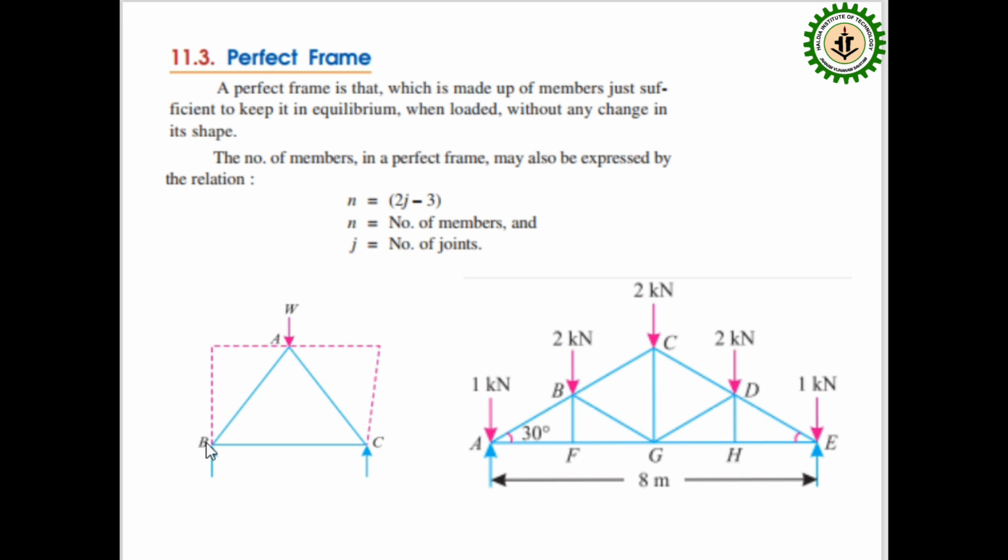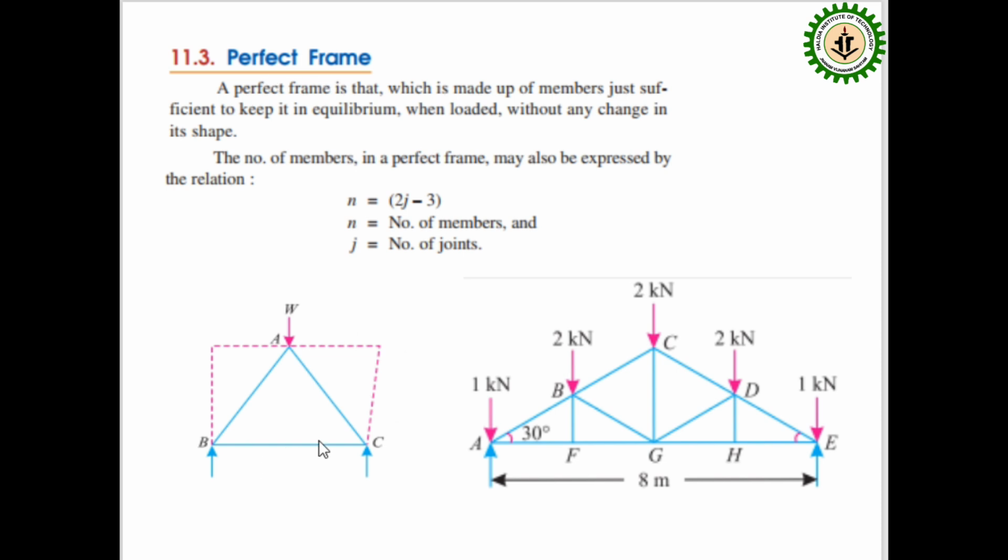Here, this is also a simple type of frame structure or truss structure where the number of members is 1, 2, 3. So n is 3, and joints are 1, 2, 3. So joints is 3. So 3 equals 2 into 3. 2 into 3 equals 6. 6 minus 3 equals 3. So 3 equals 3. So this is also an example of a perfect frame.